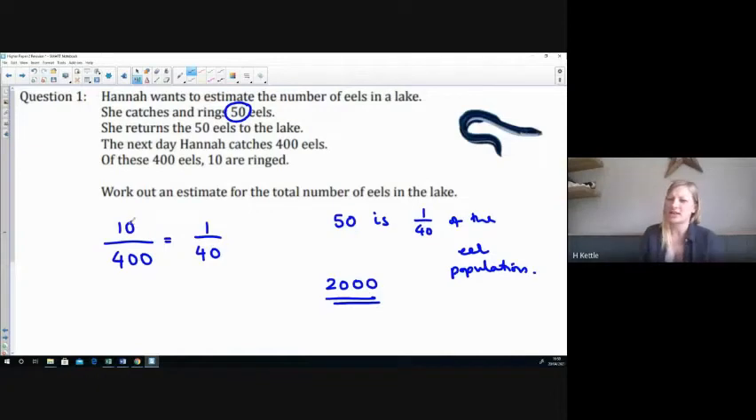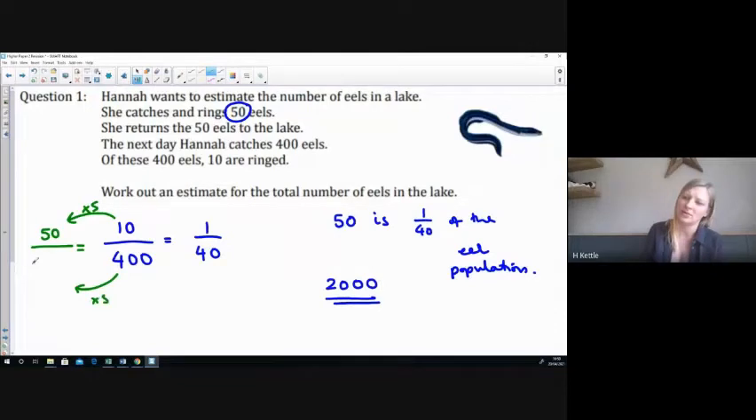The other way you could have done it, it probably would have been a little bit easier, is to say, if 10 out of 400 was how many she managed to catch, that is 50 out of how many? And then you can just say, well, we've timesed the top by 5, so we would have to times the bottom by 5 as well to keep this fraction equivalent. So 50 out of 2,000 the day before.